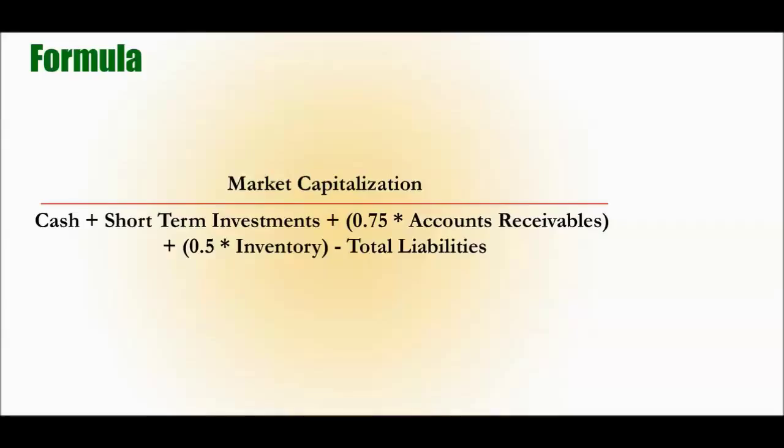So really, cash is cash. You can accept 100% of that. Same with short-term investments. 75% of accounts receivables, 50% of the value of your inventory, minus all your liabilities. So it's sort of like if I bought the company and sold everything as quickly as I could, how much cash would I get? And then market capitalization is the numerator. How much is it going to cost you to buy the company? So it's very similar to, like I mentioned, price book. This is even more conservative than price book.